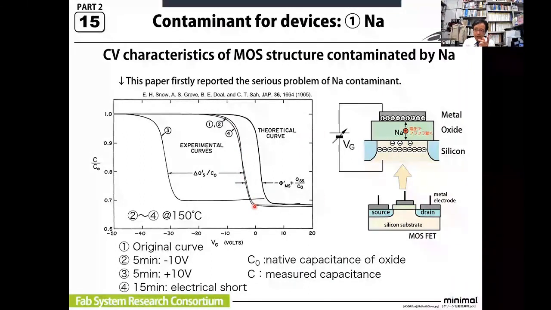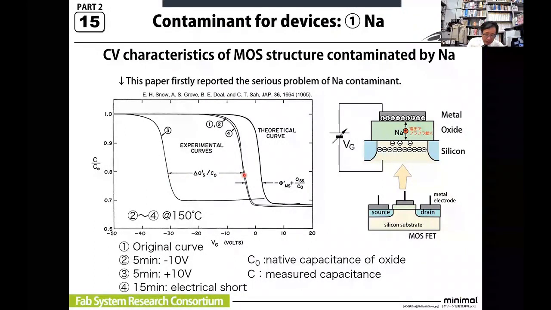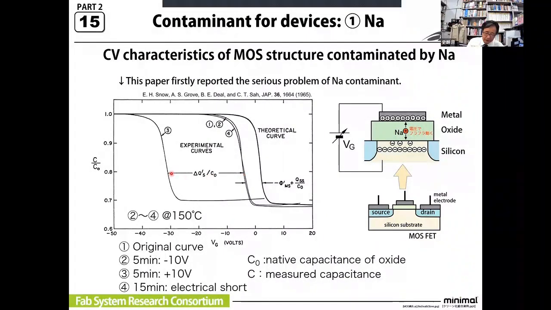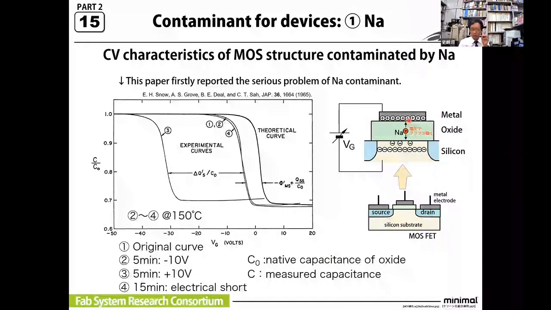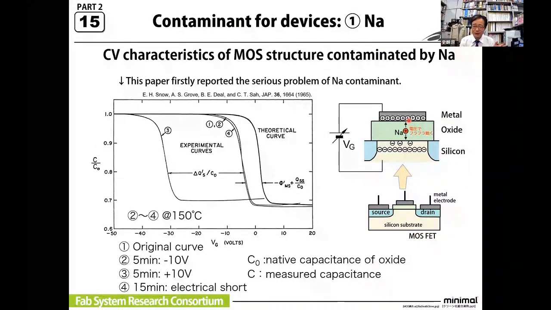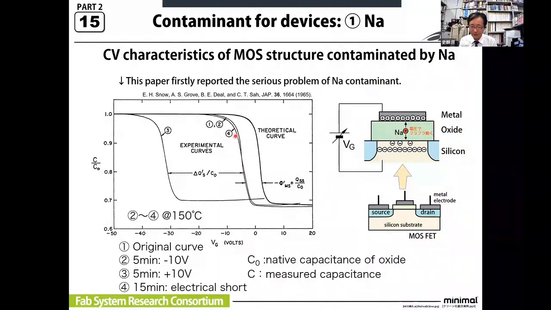This shows no change from curve number 1. But after that, they applied +10 volts for 5 minutes. So the curve suddenly goes down to the minus voltage. Unbelievable, the difference was 30 volts also. This is because the sodium goes down to the silicon side from the metal side, because they applied +10 volts to the metal. And after that, they made an electrical short for 15 minutes. Then the charge is reset, and the curve goes back to the original curve as number 4.